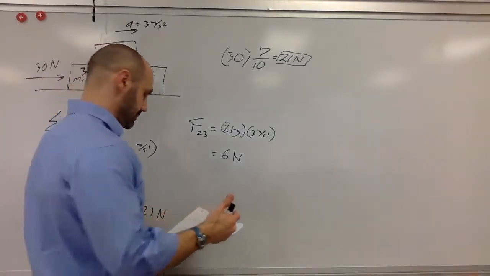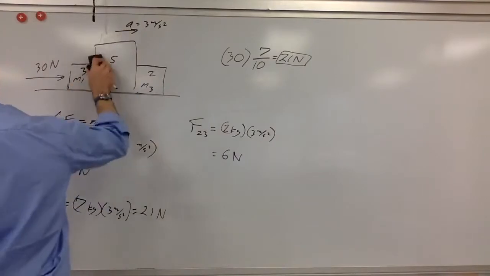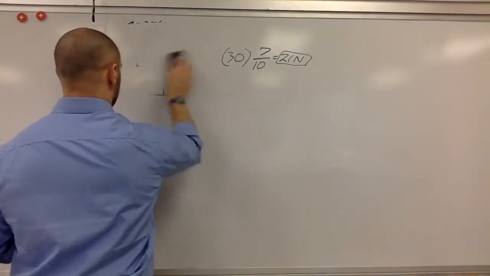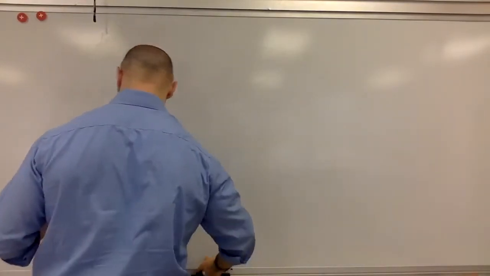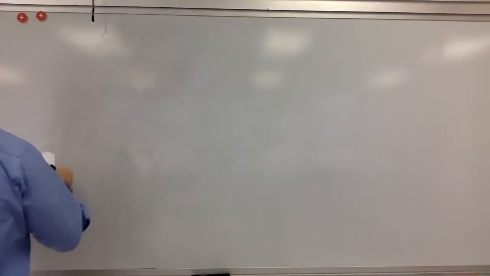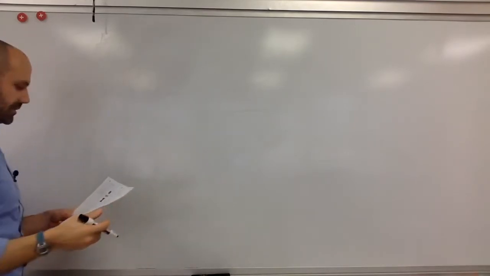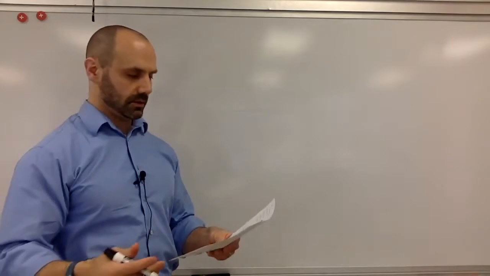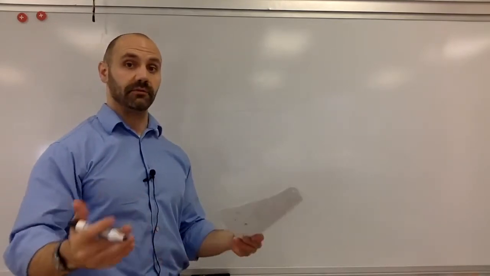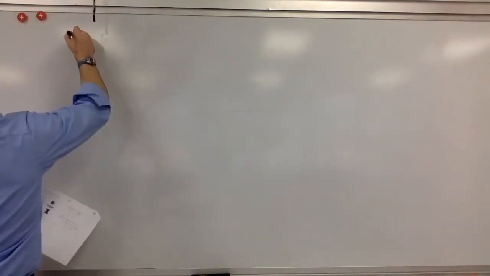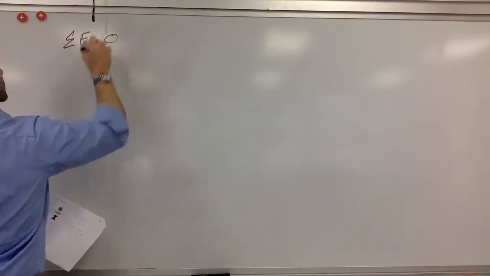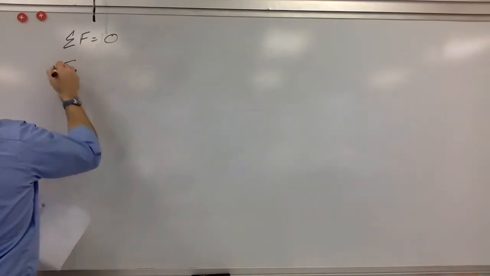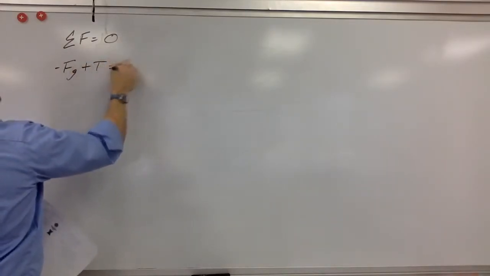Same thing in example 2. Let's take a look at this. All right. In the first situation, the system is moving upward at 3 meters per second, and that means it has 0 acceleration. That means the net force is 0. Right? So the net force is 0. What are all the forces? Well, there's the force of gravity, negative force of gravity, plus the tension equals 0.